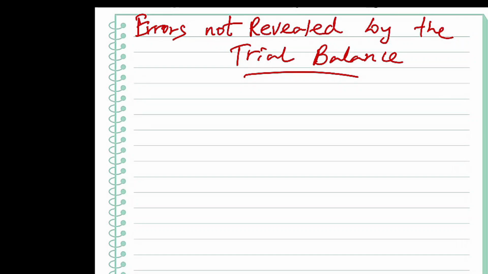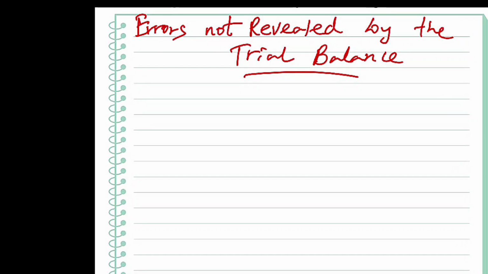The other set of errors not revealed by the trial balance is the one that we are going to work on, not in this chapter though, or not this lesson. We have one lesson called correction of entries, so we will deal with that there. So there are how many errors? 4 errors that are not revealed by the trial balance.